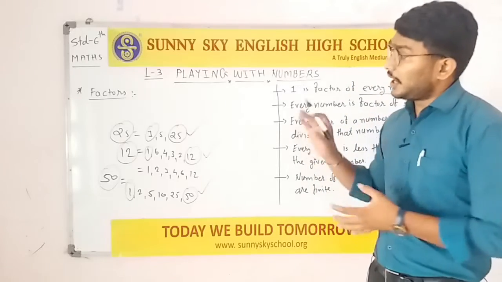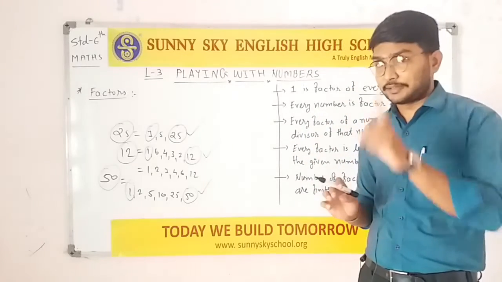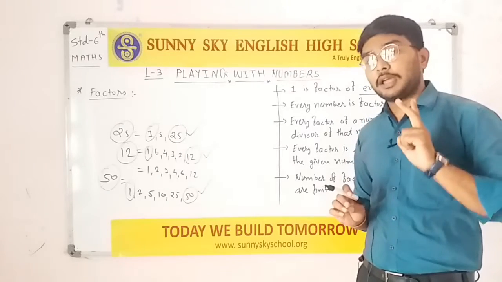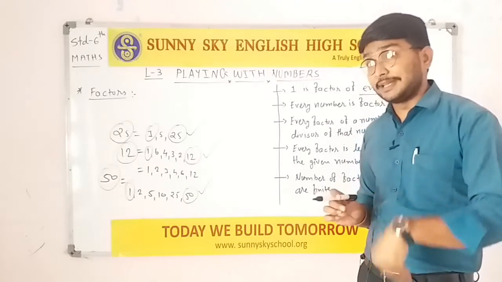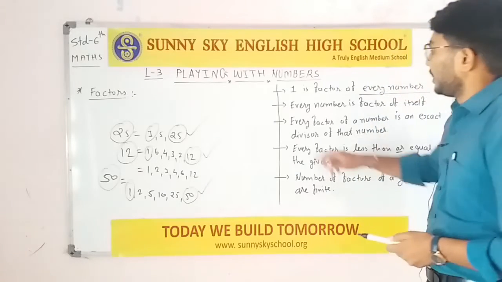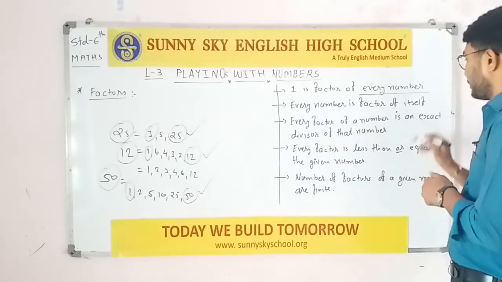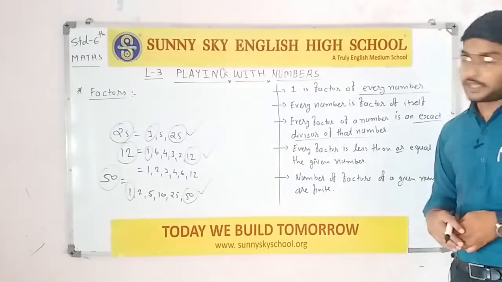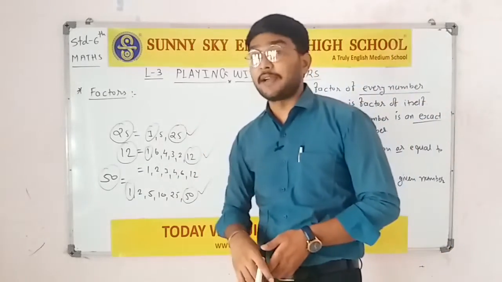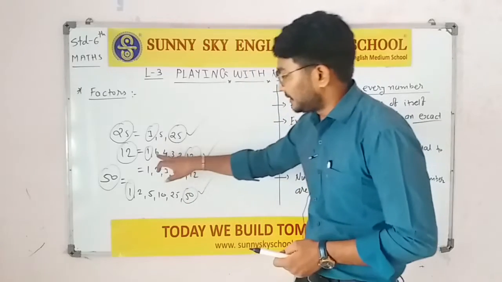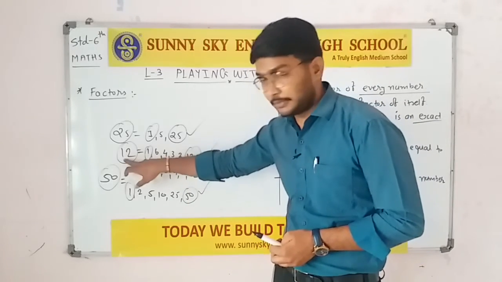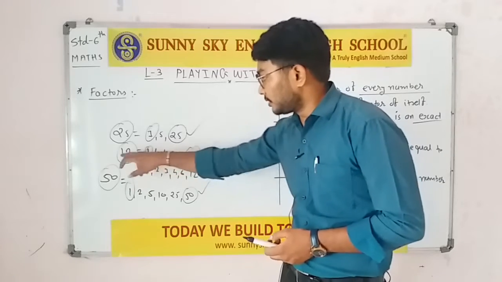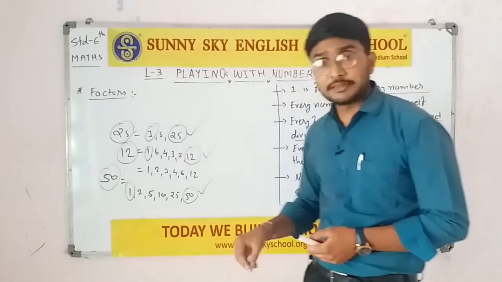First fact: every number has the factor 1, or 1 is a factor of every number. Second thing, every number is a factor of itself. Now third, every factor of a number is an exact divisor of that number. Every factor is an exact divisor. Divisor means 12 is easily divisible by 6. 12 by 3 is also divisible, by 2 also divisible, by 12 also divisible.